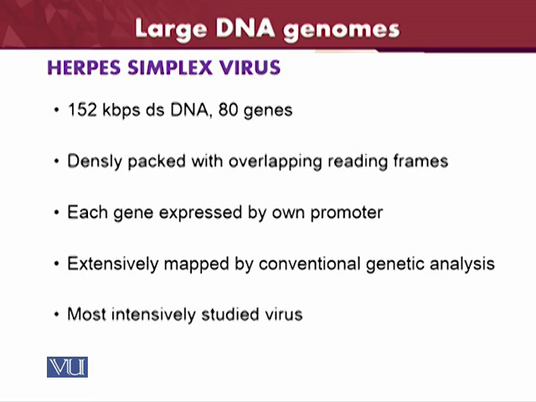Then the herpes simplex virus is about 152 kilobase pairs, and it encodes about 80 genes. Its genome consists of 80 genes, densely packed with overlapping reading frames. The open reading frames are overlapping because of its big size, and they are densely packed with the capsid. Each gene is expressed by its own promoter and extensively mapped by conventional genetic analysis. The most extensively studied virus until now is the herpes simplex virus.